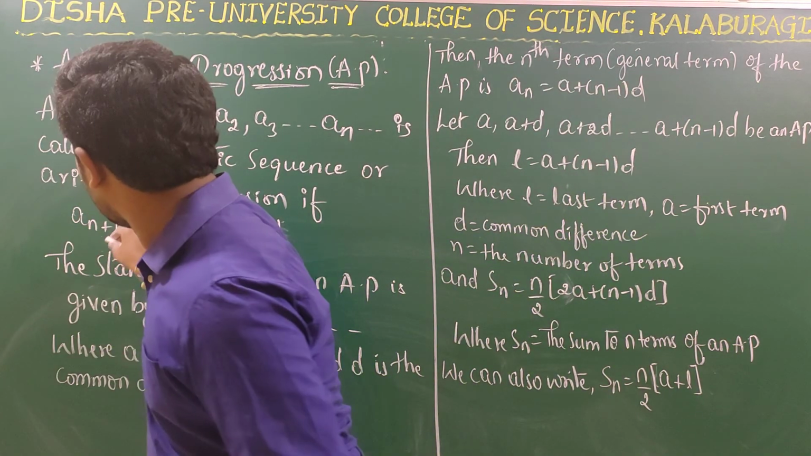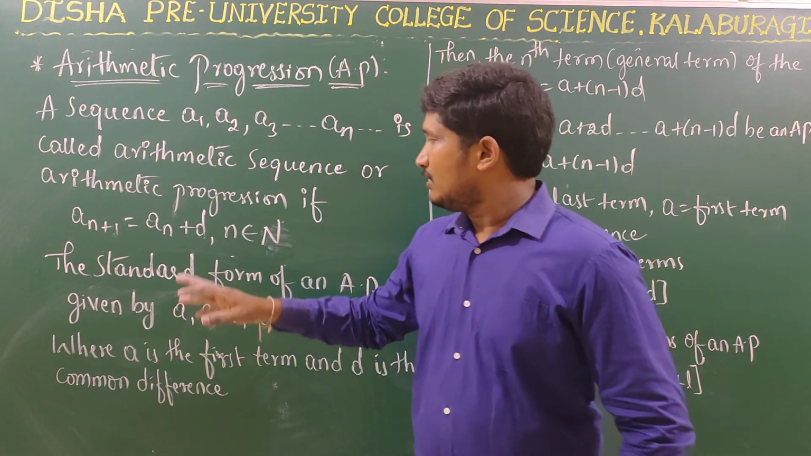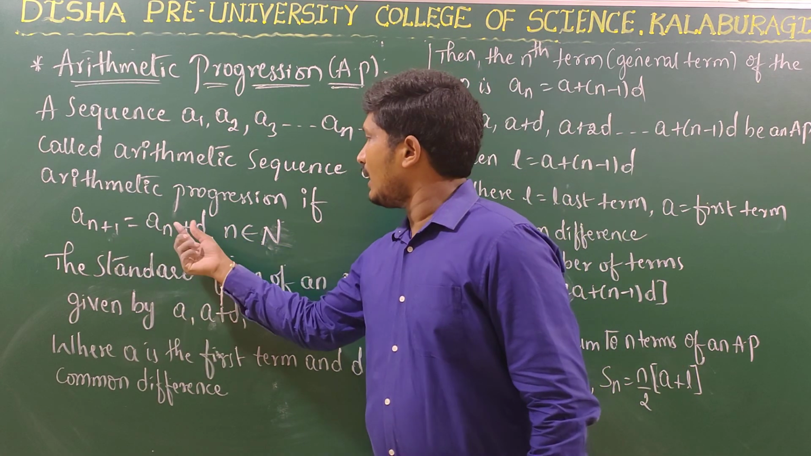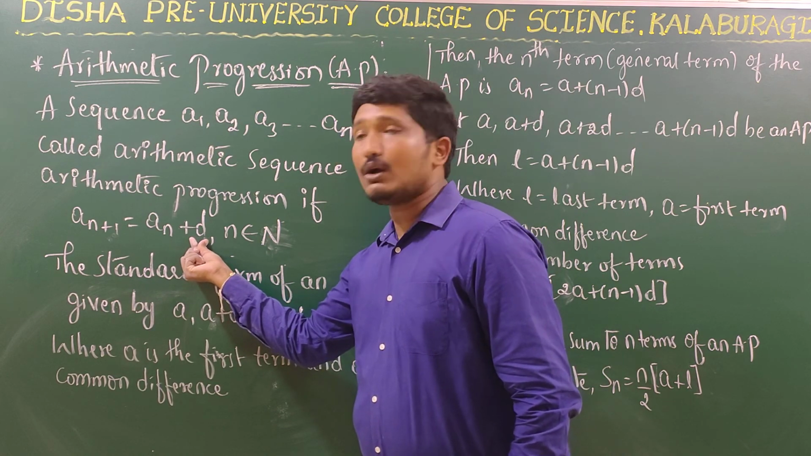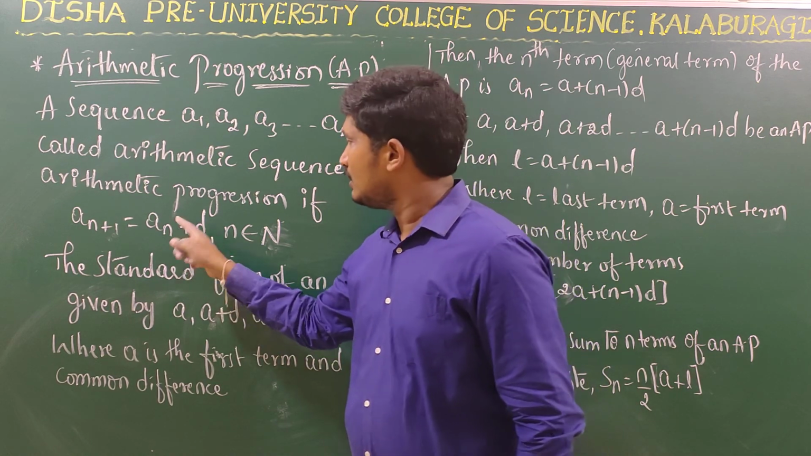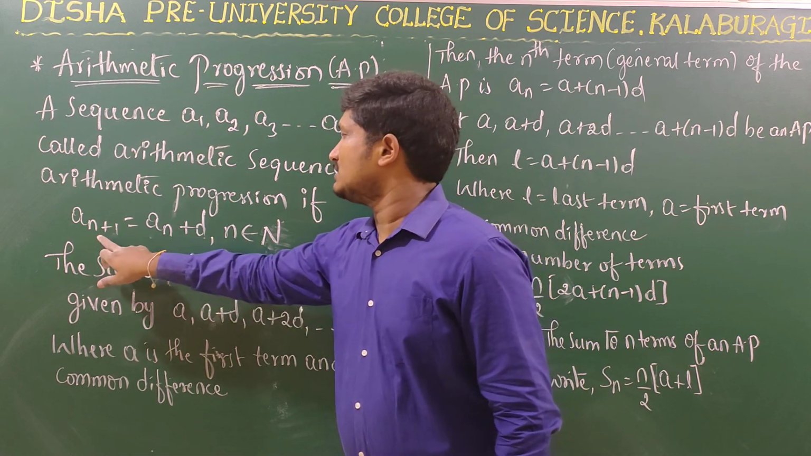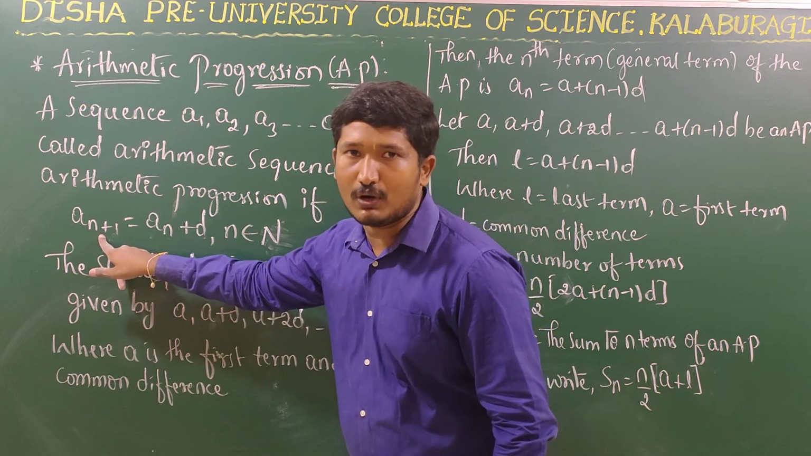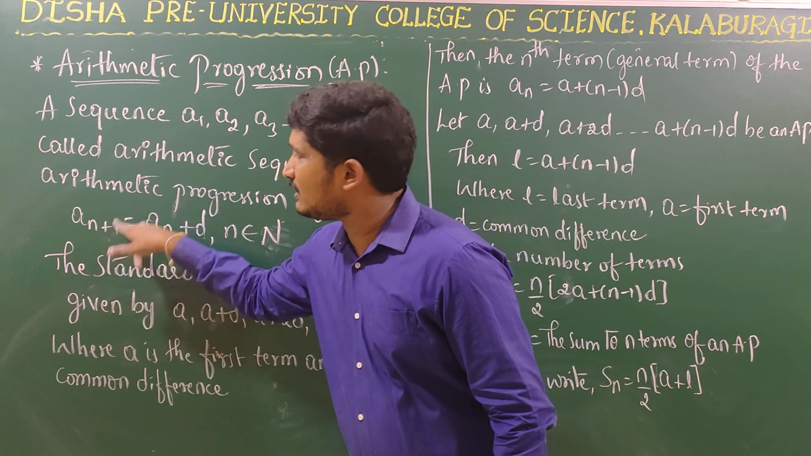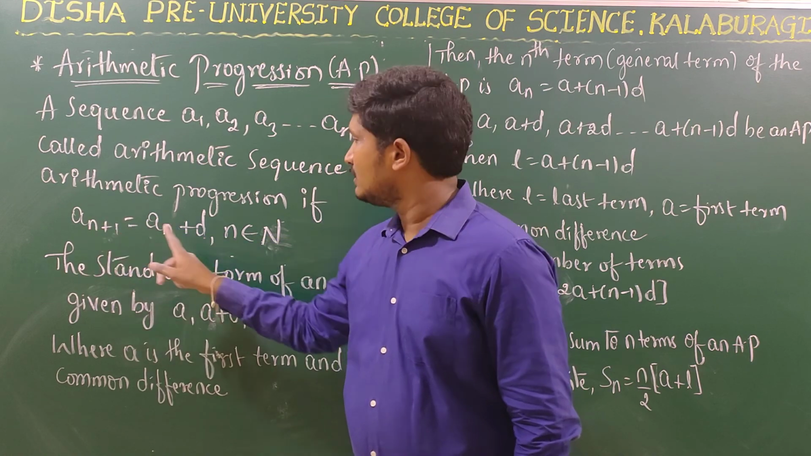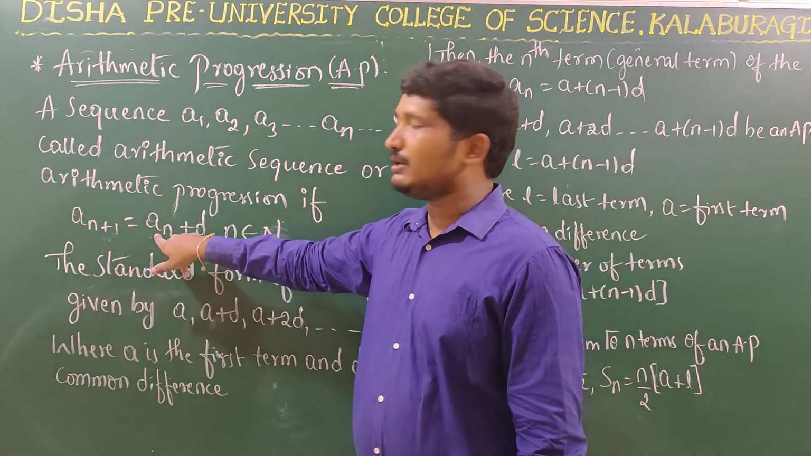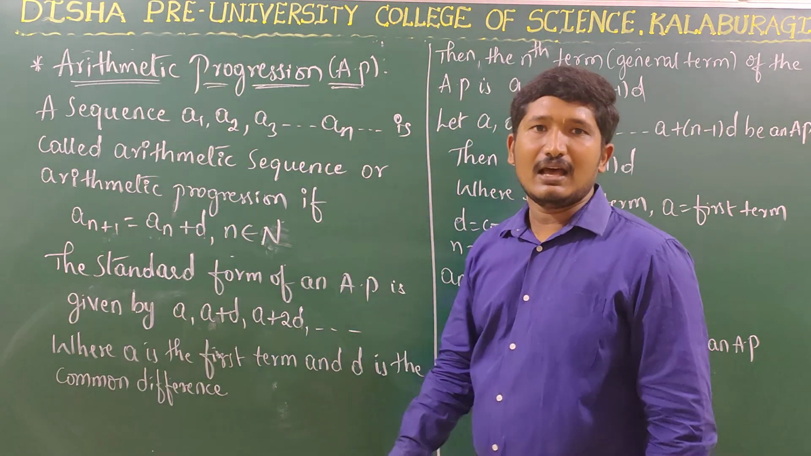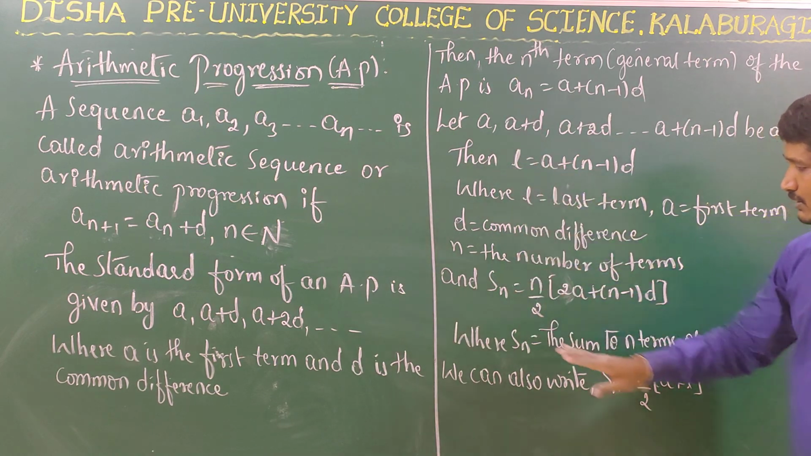So this is nothing but what? To get a term, I am adding a constant or a fixed number to its preceding term. See here, it is n plus 1 and it is n, right? n is the preceding term of n plus 1. So to obtain the term of the progression or sequence, I am adding the fixed number to the previous or the preceding term, right? So this is nothing but an arithmetic progression, right? So write this down.